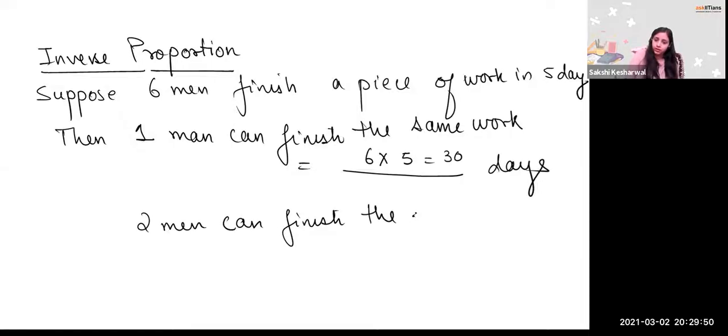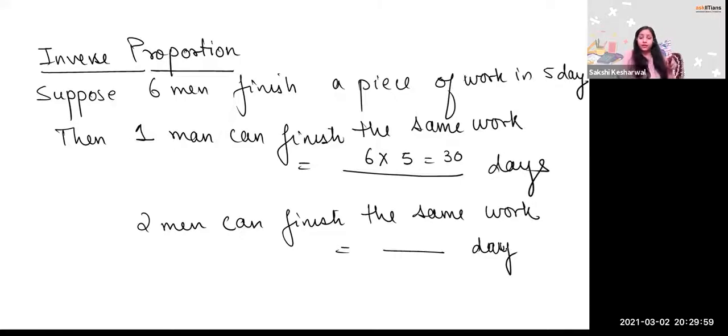So 2 men can finish the same work in how many days? If one man can finish in 30 days, then 2 men can finish in how many days? 30 divided by 2, which equals 15 days. Yes or no?